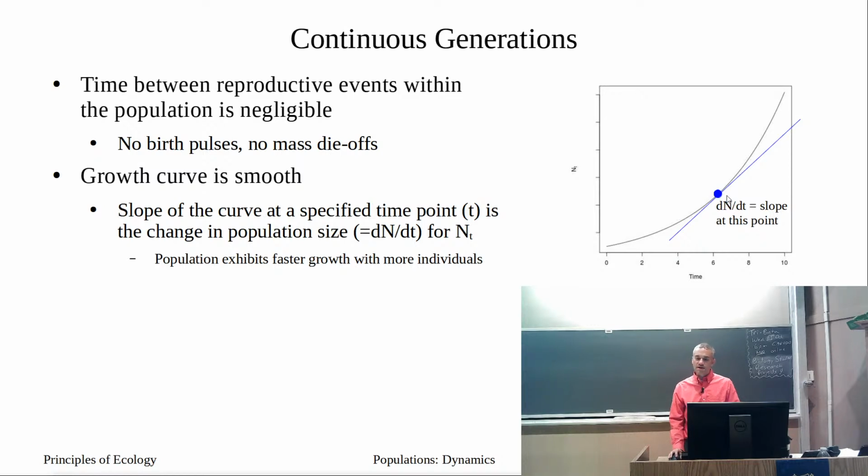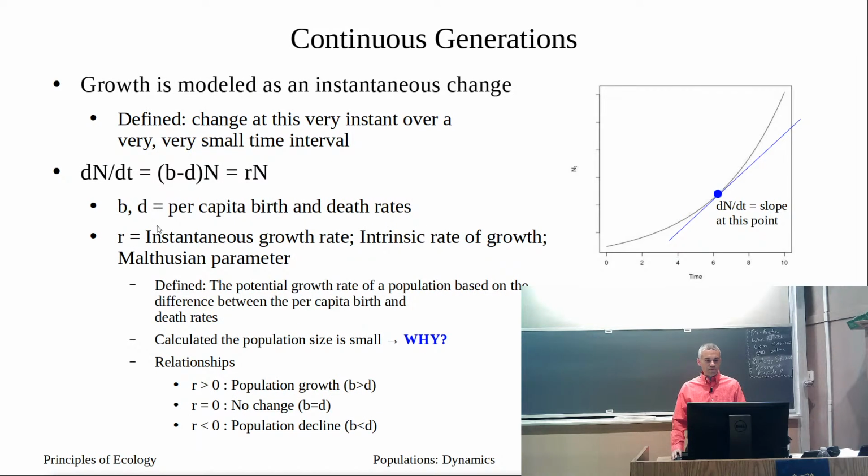Now that growth rate, if we move along our line, is going to change. It starts out shallow down here, and then as we increase in size, we're going to have a very steep line. So our growth rate's going to vary based on our size, and it's also going to vary based on some term, some fixed population growth factor. And that growth factor is r, our instantaneous growth rate, the intrinsic rate of growth, or also called the Malthusian parameter. All right, so this r is the potential growth rate.